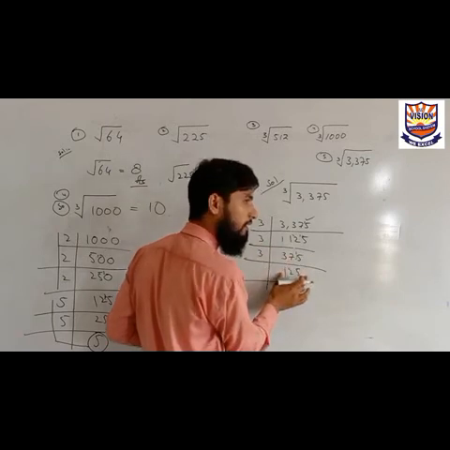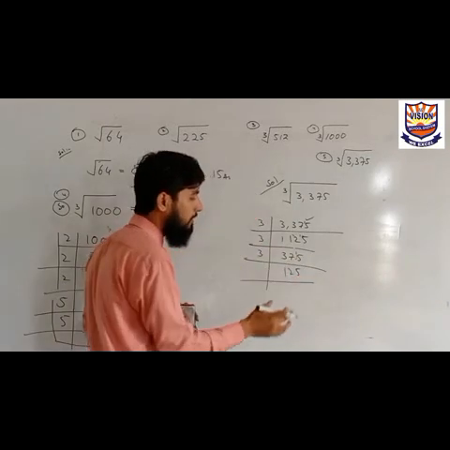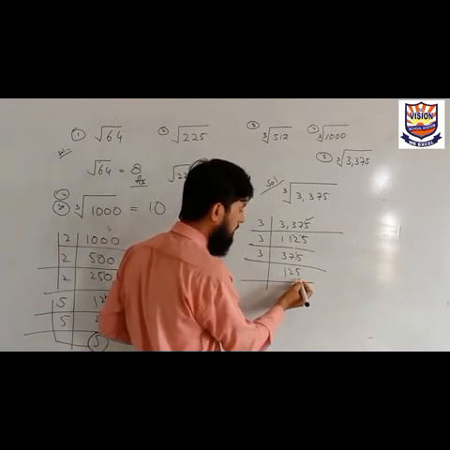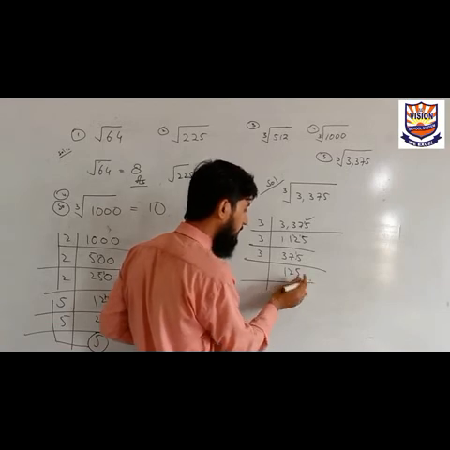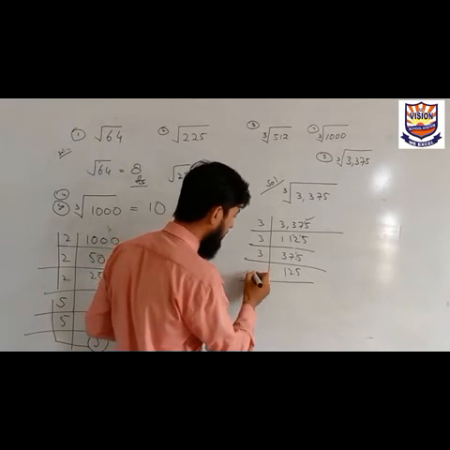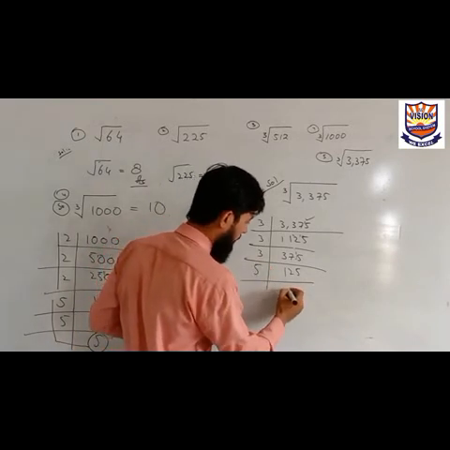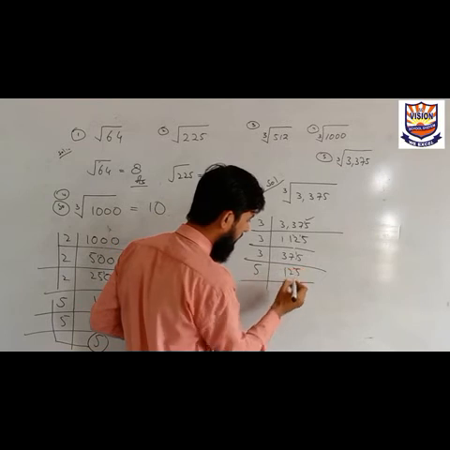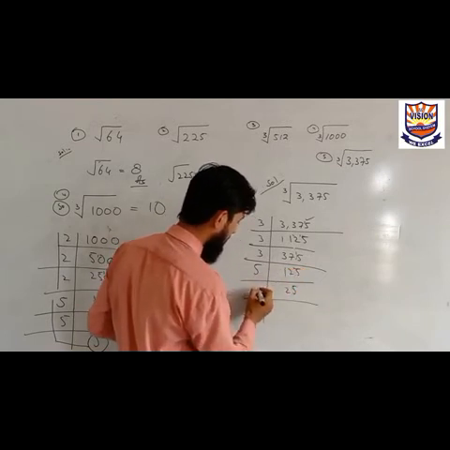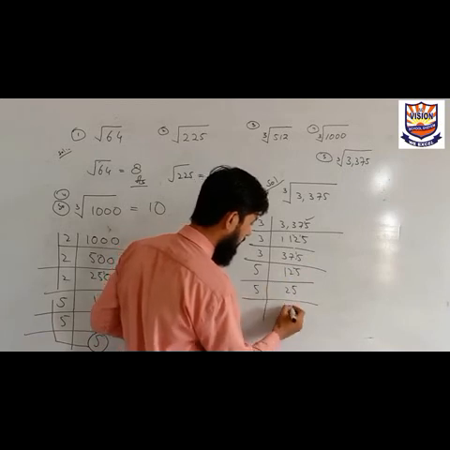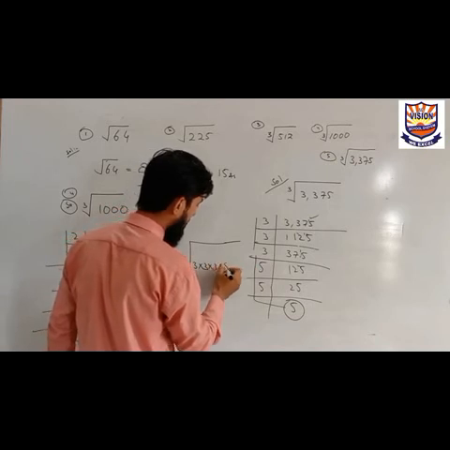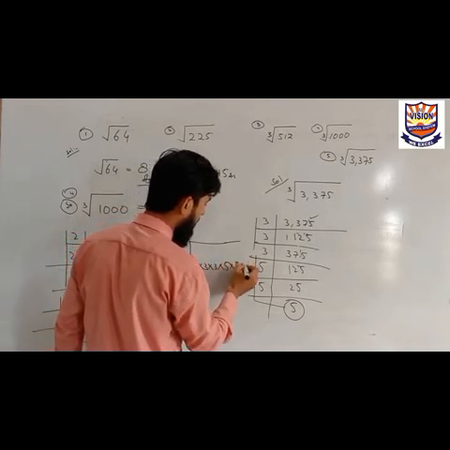We can divide this number by 5, because we know the divisibility rule of 5 is when the number is ending with 0 or 5, the whole number is divisible by 5. So we can divide this number by 5. 5 2s are 10, this will become 25, and 5 5s are 25. Again we can divide it. 5 5s are 25. Now we will stop here. Multiply by 3, multiply by 5, multiply by 5, multiply by 5.